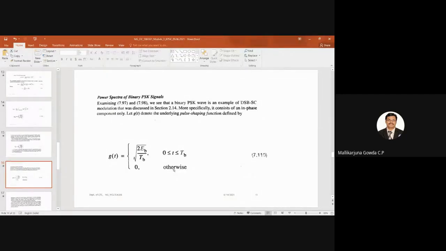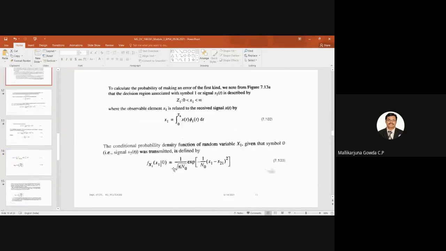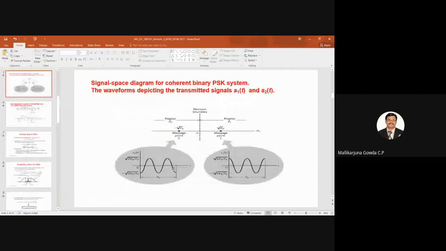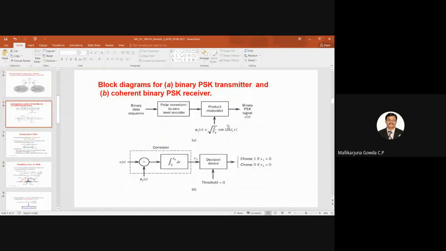So with respect to understanding the power spectra of binary PSK signal, what I wanted to say is with respect to the block diagram of this BPSK generation, it is a product modulator, right? The input is your binary data, which is encoded in polar NRZ form, and the other input is a carrier. When you multiply them, we get the BPSK signal. For symbol 1, it is a cosine function. For symbol 0, it is a minus cosine function. So here there is a phase reversal.